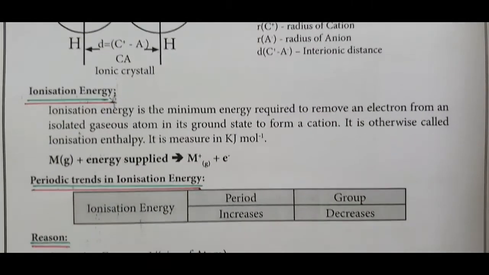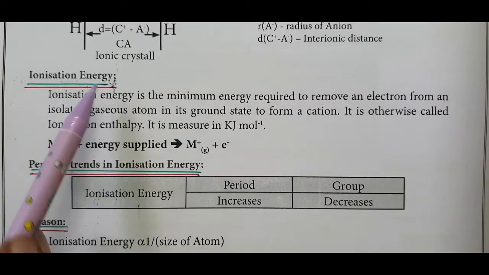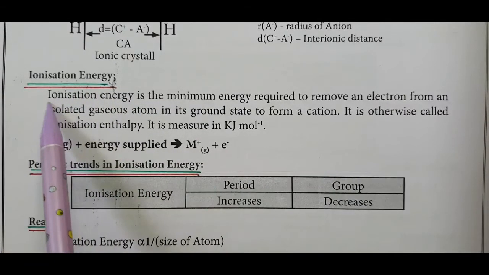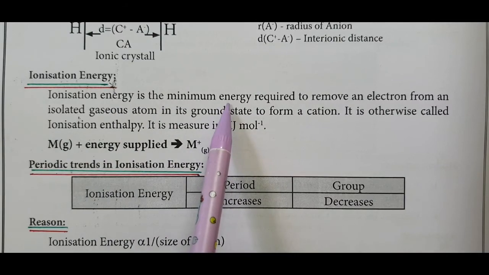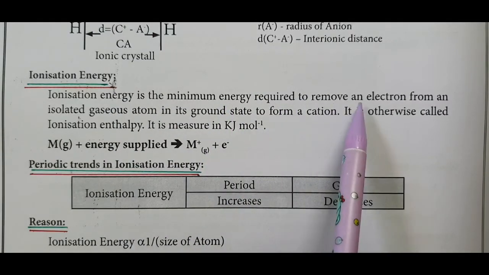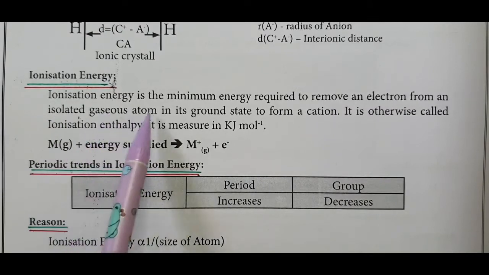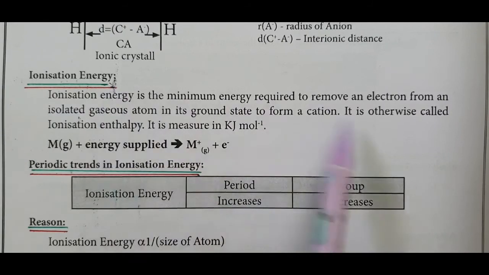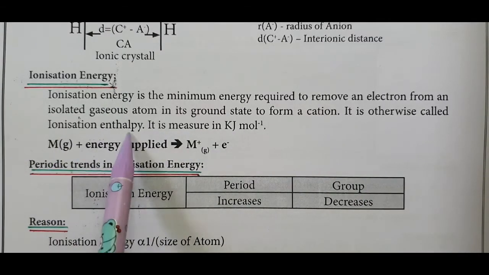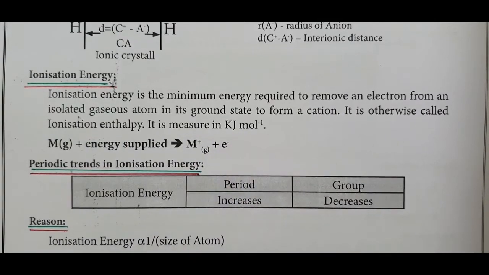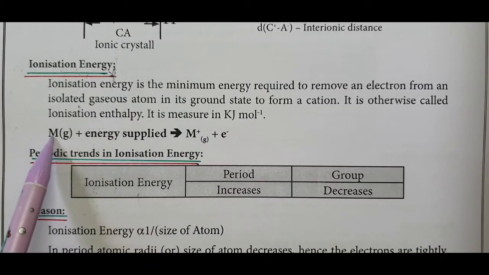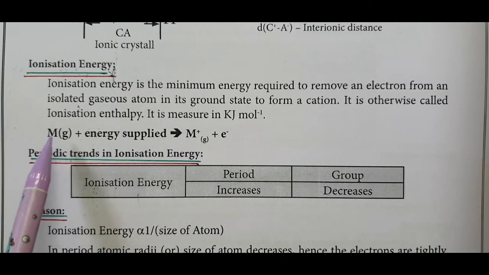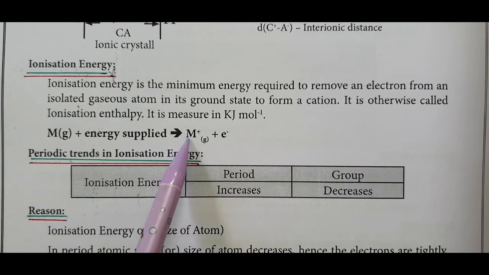Come to ionization energy. It deals with the removal of an electron, the formation of a cation. This is applicable for metals. Ionization energy is the minimum energy required to remove an electron from an isolated gaseous atom in its ground state to form a cation. It is otherwise called ionization enthalpy. It is measured in kilojoule mole power minus 1. An atom in gaseous state loses one electron. The amount of energy supplied to the isolated gaseous atom to remove an electron to form a cation is called ionization energy.